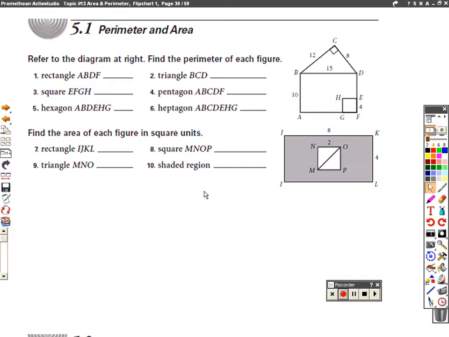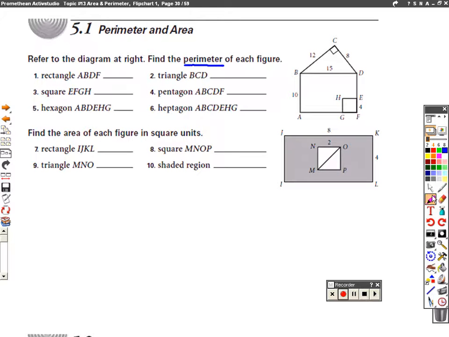All right, so let's look at 5.1 review questions. And this was just perimeter and area of predominantly rectangular figures. So for number 1, we've got rectangle ABDF, and we are finding the perimeter of each figure.